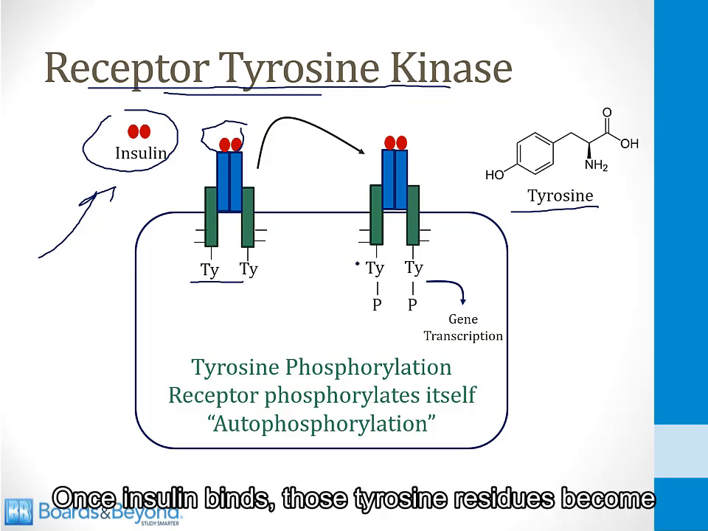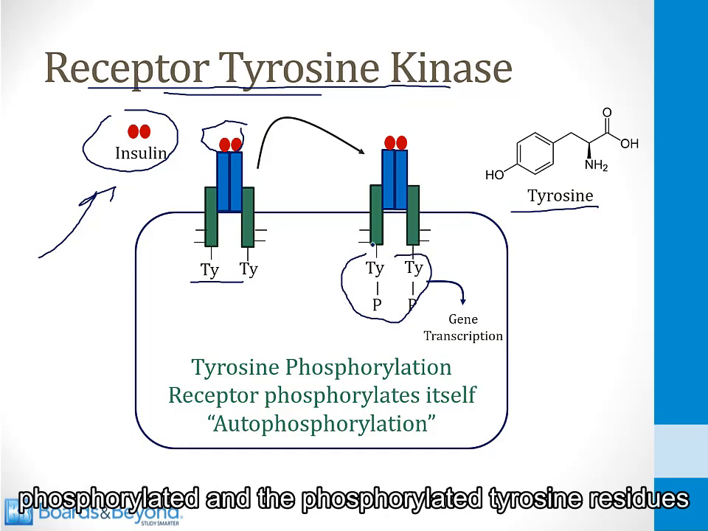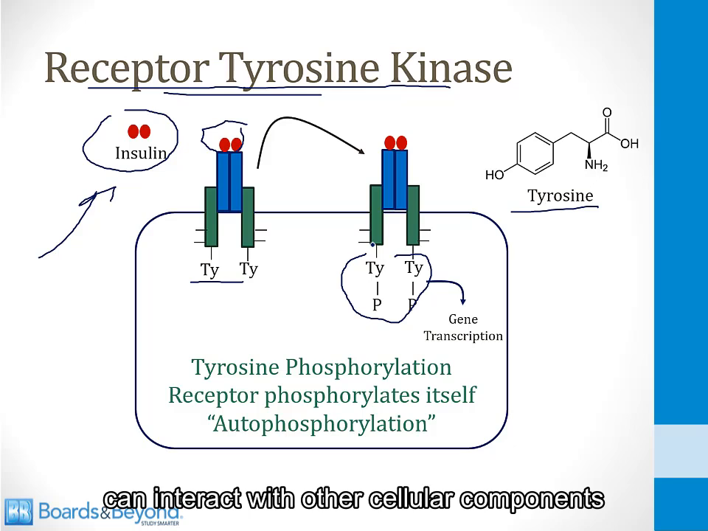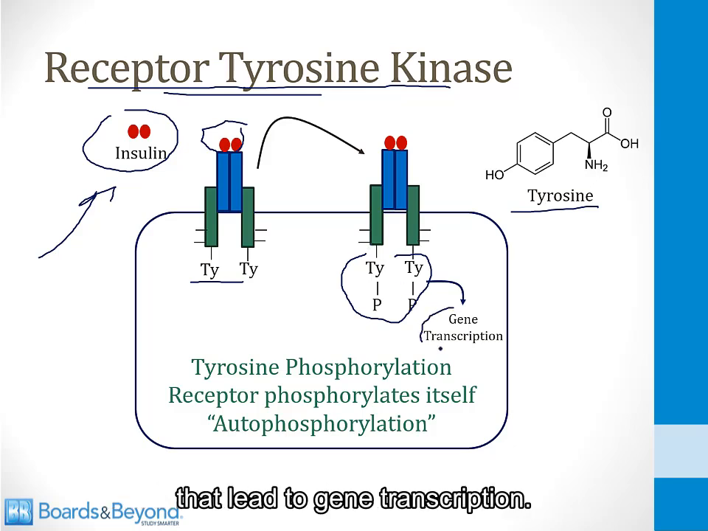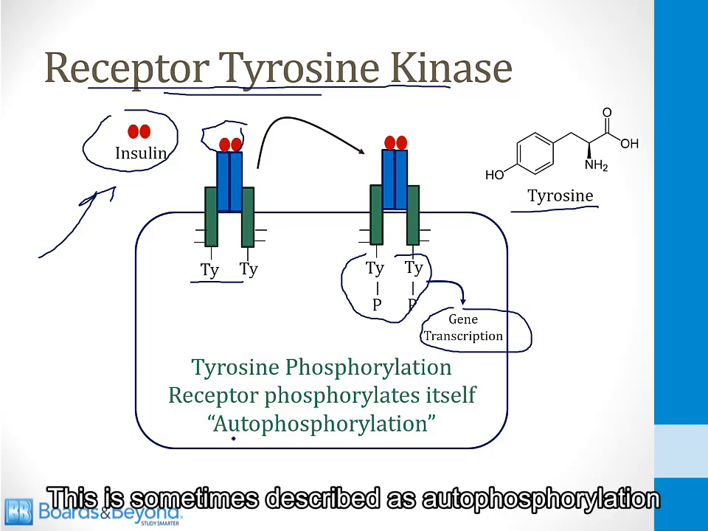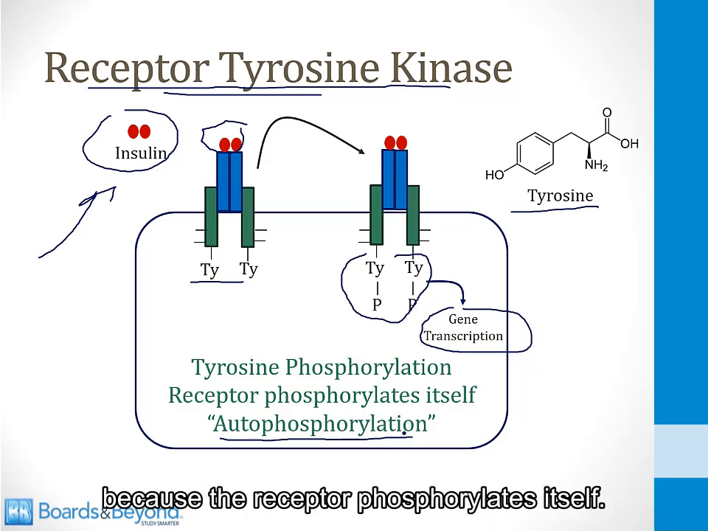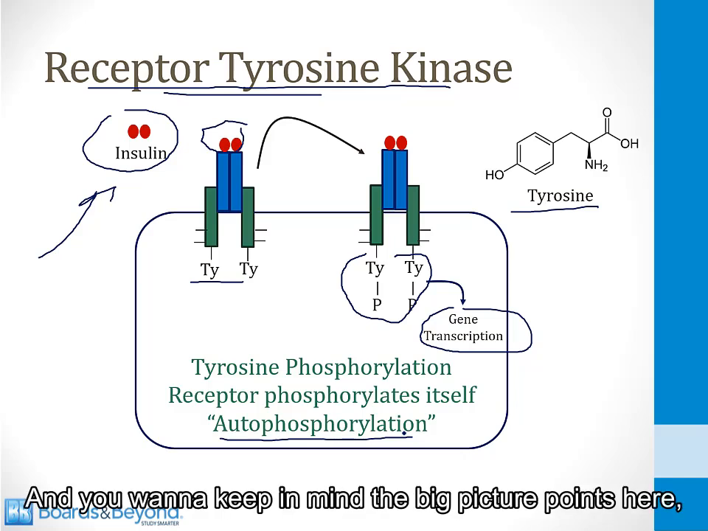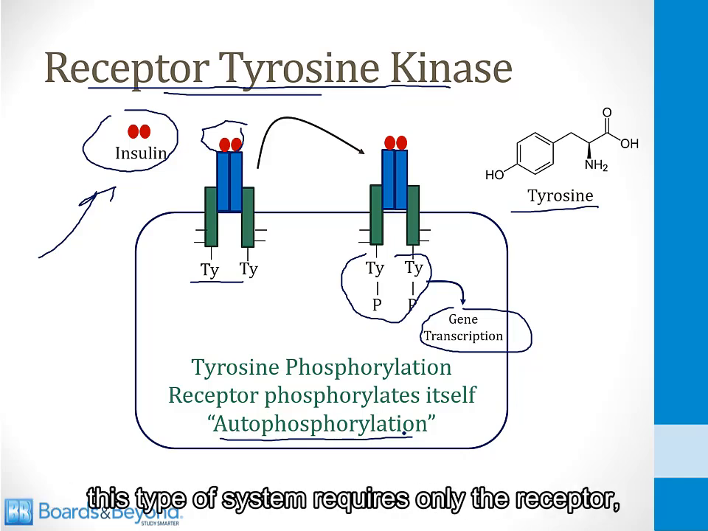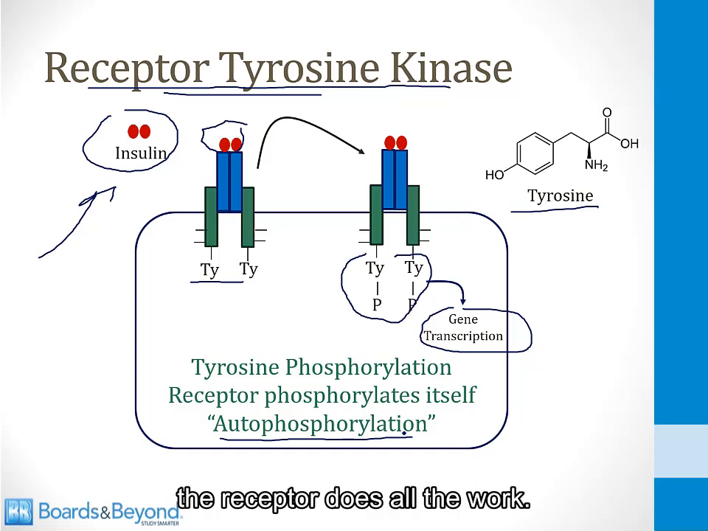Once insulin binds, those tyrosine residues become phosphorylated. And the phosphorylated tyrosine residues can interact with other cellular components that lead to gene transcription. This is sometimes described as autophosphorylation because the receptor phosphorylates itself. And you want to keep in mind the big picture points here. This type of system requires only the receptor. The receptor does all the work.